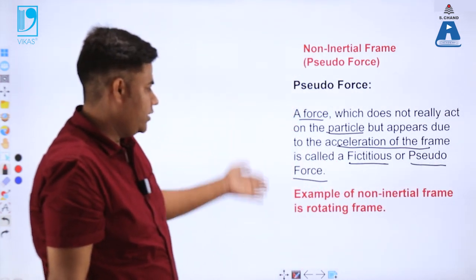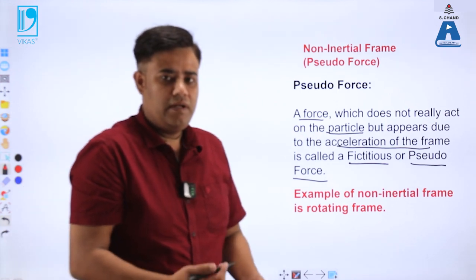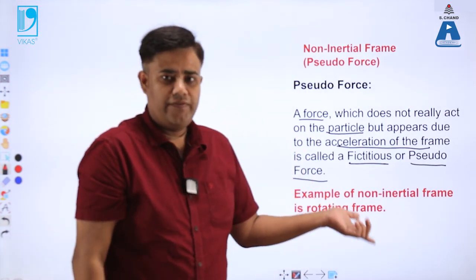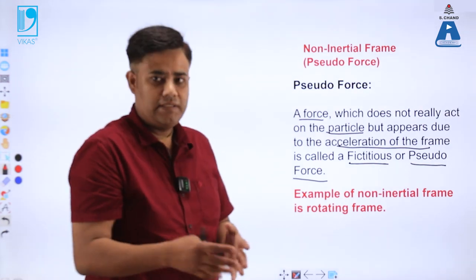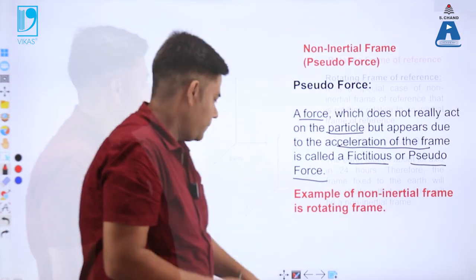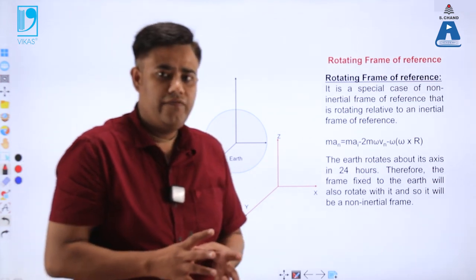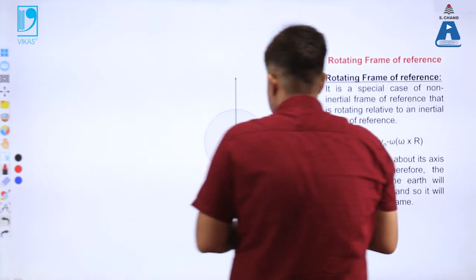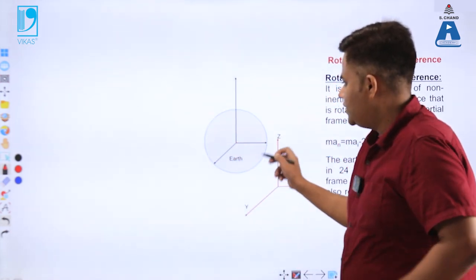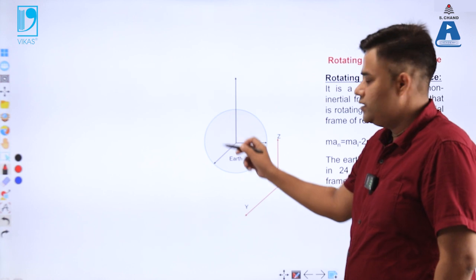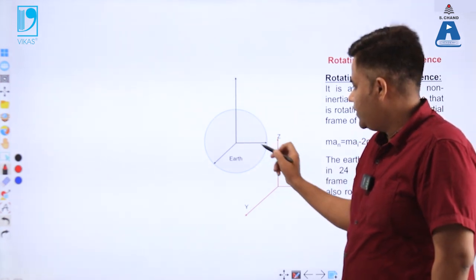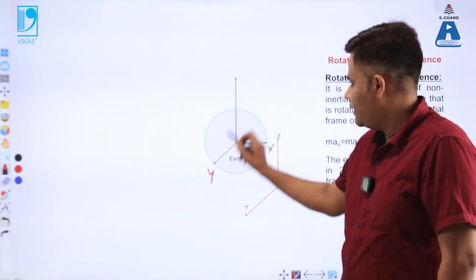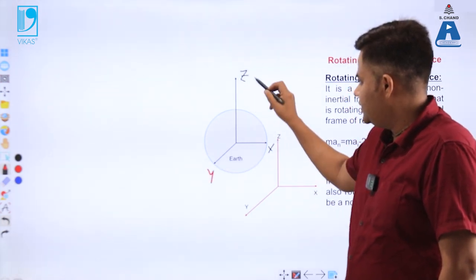So an example of the non-inertial frame of reference that we will be talking about in the later slides would be the rotating frames of reference that we will be discussing in the forthcoming slides. Talking about rotating frames of reference, the biggest example is Earth. As you can see in the diagram, the Earth is rotating, and the frame of reference made on the surface of Earth is X, Y and Z.